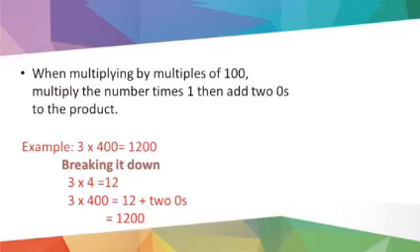When multiplying by multiples of 100, multiply the number times 1, then add two zeros to the product. 3 by 400. 3 by 4, 12, and add two zeros. Breaking it down, multiply 3 by 4 first, it's 12, and then add two zeros, so the answer is 1200.